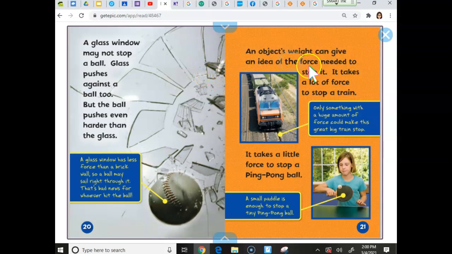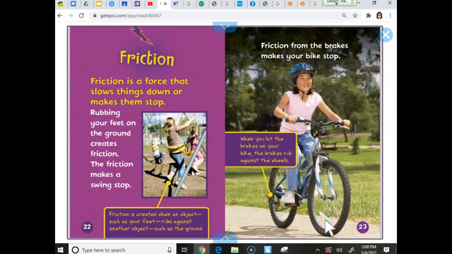An object's weight can give an idea of the force needed to stop it. It takes a lot of force to stop a train. Because a train is what, guys? Very big and very heavy. Only something with a huge amount of force could make this great big train stop. It takes a little force to stop a ping pong ball because it is what? That's right, it's very small. All right, we're going to stop here because we're not ready to talk about friction yet.